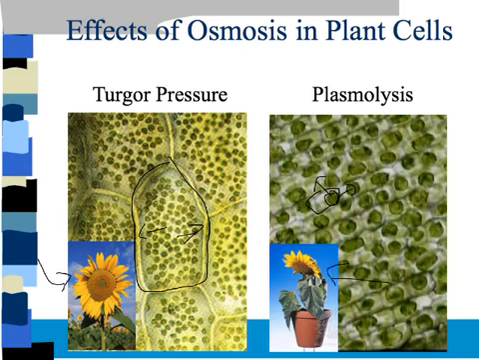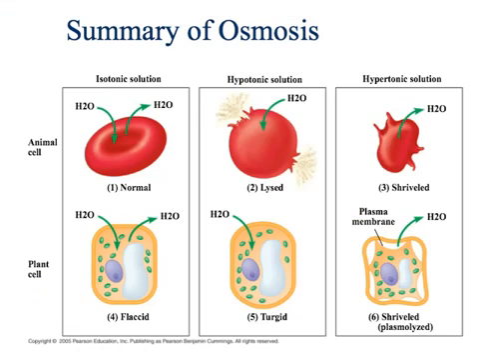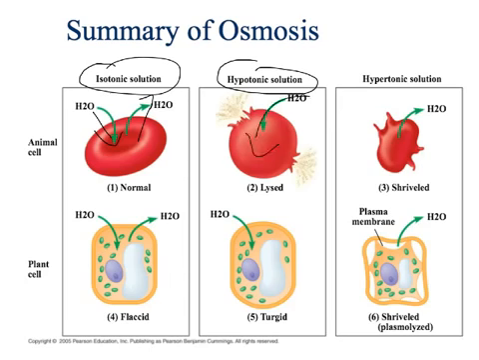So to summarize, if a cell is in an isotonic solution, I have equal amounts of water moving in and out of the cell. If a cell is in a hypotonic solution, that means there's more water on the outside, so water moves in, causing cells to burst, or if they're a plant, to have turgor pressure. And if we're in a hypertonic solution, there's less water on the outside, so water moves out, causing a shriveled cell or a plasmolyzed cell if we're in a plant.